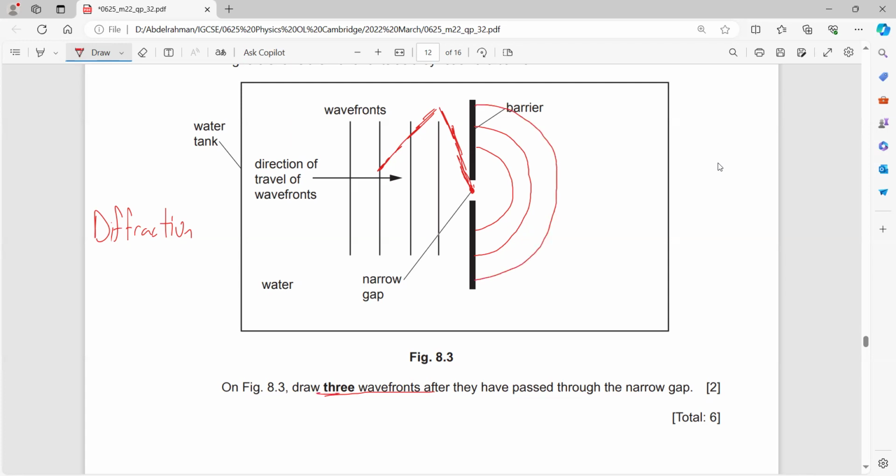So now we have 3 wavefronts. Should you draw the fourth one? No, only draw 3 wavefronts. He was very specific. Draw 3 wavefronts, then you must draw 3 wavefronts. That's it. Now I drew 3 wavefronts. This is your final answer. It should be like this. And this question only comes in paper 3, right? Only paper 3, yes. Only 3 wavefronts.